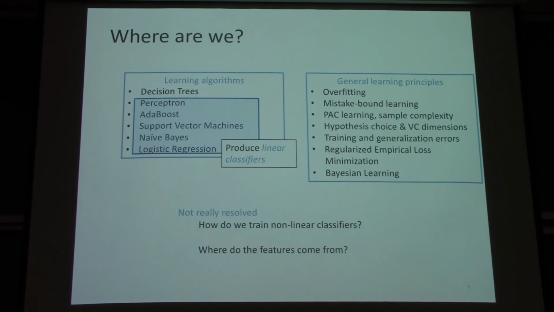What we did not really resolve at all was how do we get nonlinear classifiers? And another question that we really skipped completely is where do those features come from? I keep telling you that let's assume that we have some features, but where do those features come from? We can think of neural networks as a way of answering both these questions from a hypothesis-based point of view.